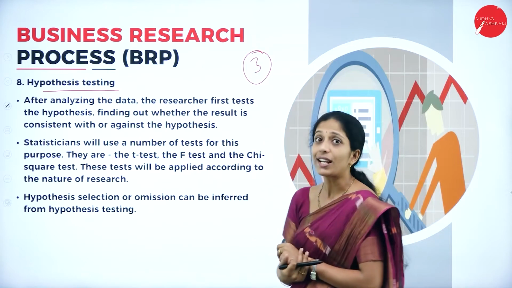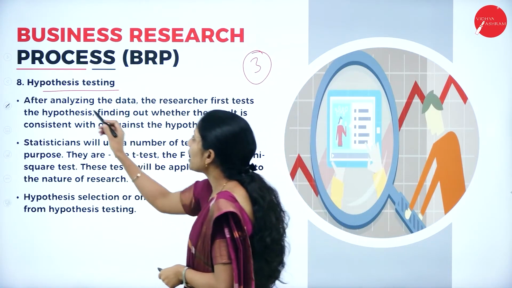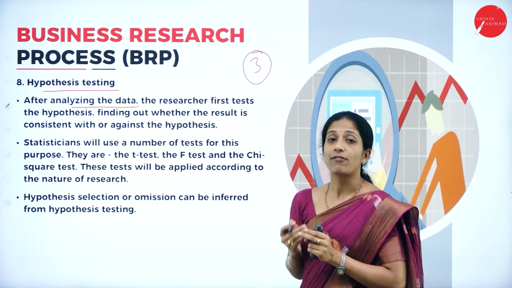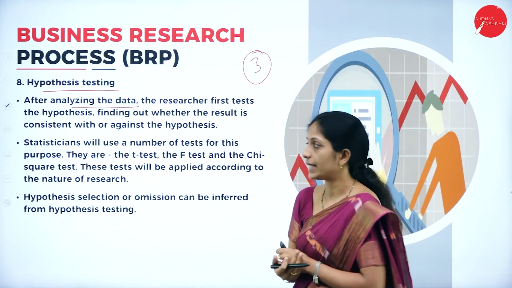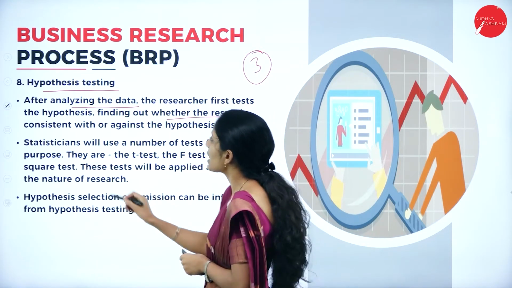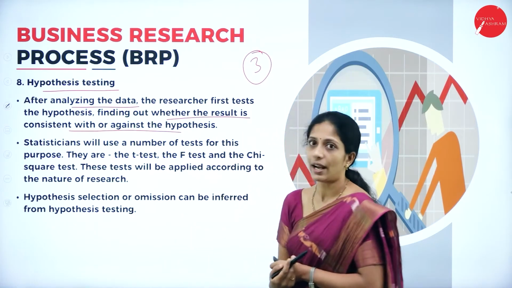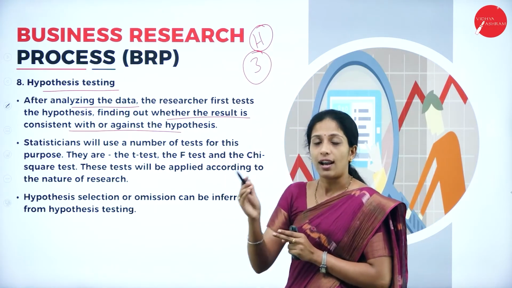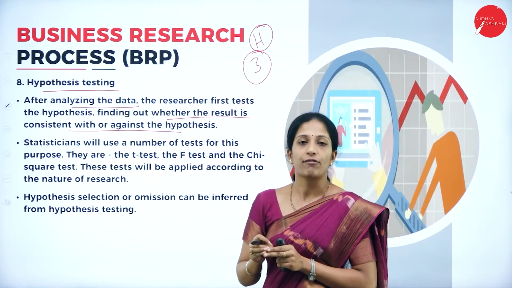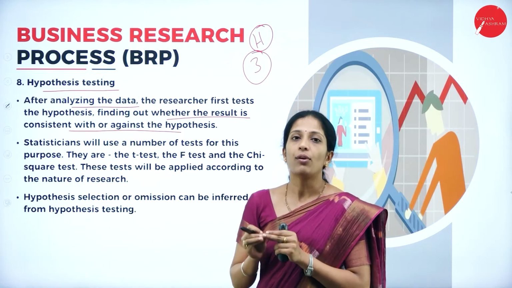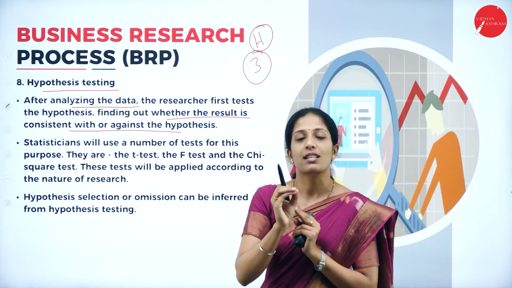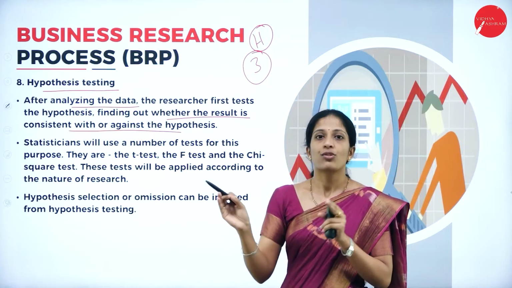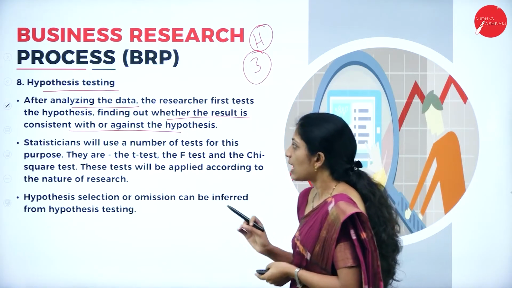That process is known as what? Hypothesis testing. After analyzing the data, the researcher first tests the hypothesis. So, I have to test my hypothesis which I have made earlier, finding out whether the result is consistent with or against the hypothesis. In my third step, I have developed a few of the hypotheses. Now, I have collected all the data and information, and I have analyzed it. Now, I have to check whether my hypothesis is similar to the exact result I got at the end of my research. So, I have to test those hypotheses.